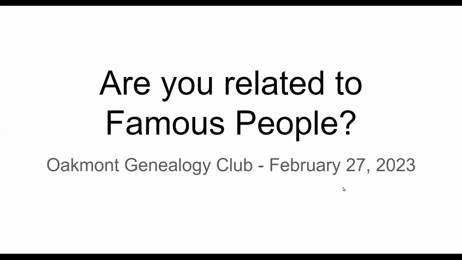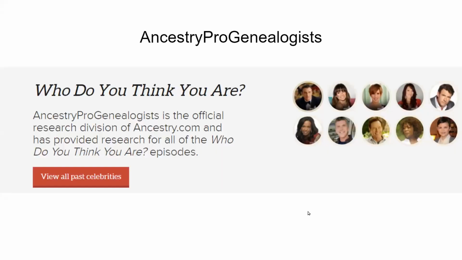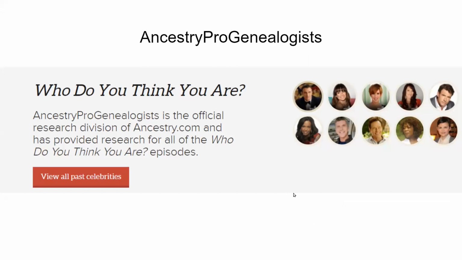What we're going to talk about today is some really neat tricks that have occurred in figuring out whether you're related to famous people. But before we do that, in this process, we're going to be looking at a website run by the Ancestry Pro Genealogist Group. And so when I talk about the work they do and how it applies to you, recognize this is the group that does all the homework for Who Do You Think You Are. So their qualifications are pretty good.